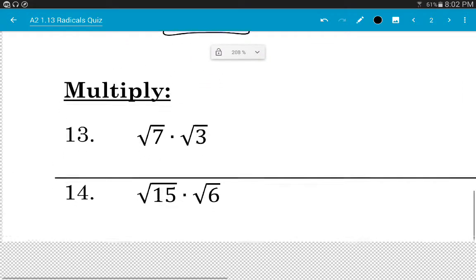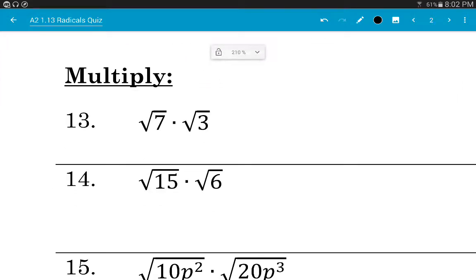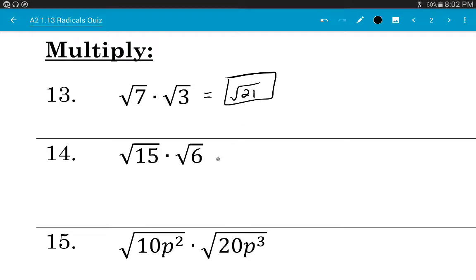Now let's multiply. Rad 7 times rad 3 is rad 21. There's no simplifying that. Square root of 15 times square root of 6 is equal to square root of 90, which can be rewritten as the square root of 9 times 10. 9 is 3 squared, and the 3 can give up its square to come to the outside. So my final answer here is 3 square root of 10.